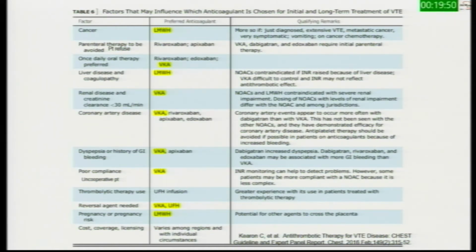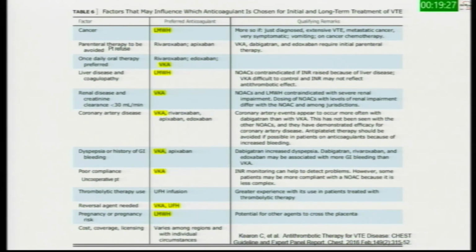In a poorly compliant or uncooperative patient, vitamin K antagonists are preferred, because if a patient misses one dose while taking new oral anticoagulants, he is going to have problems. But vitamin K antagonist stays for some time in the circulation, so it is safer for patients who are not cooperative.